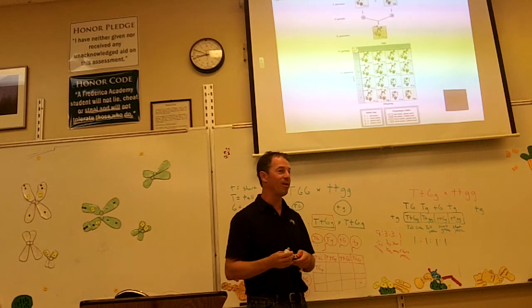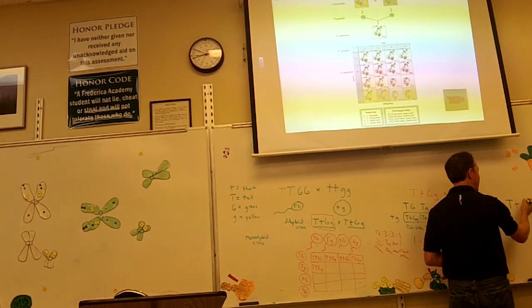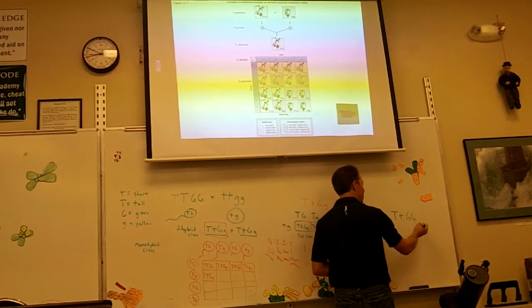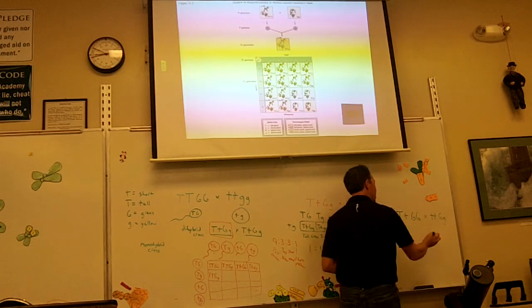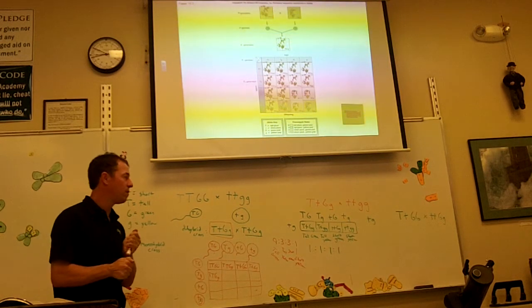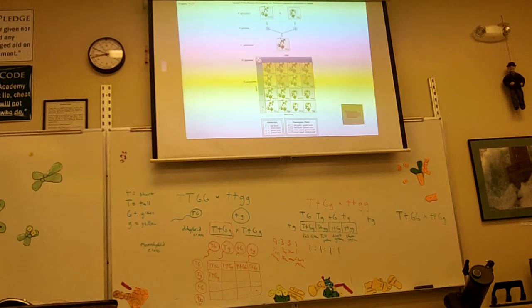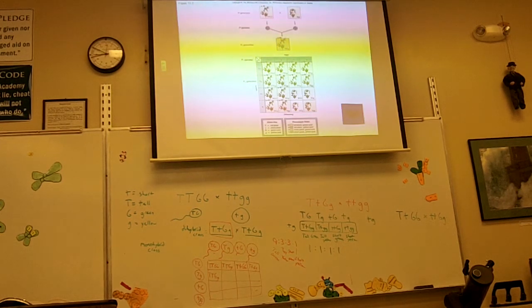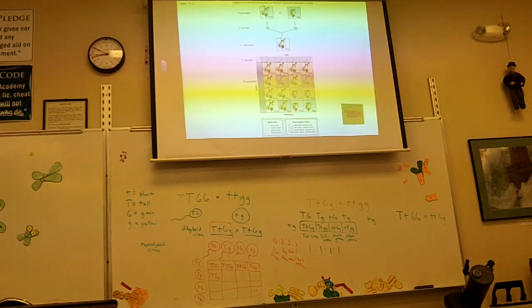Okay, you want one here that I won't help you on? Here we go. Cross me a big T, big G, with a little t, big G, little g. First figure out the gametes. Then do your cross.